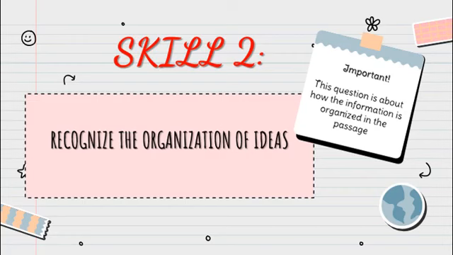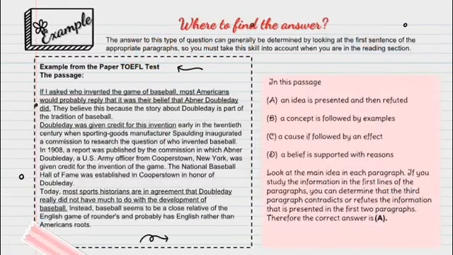Example: where to find the answer? If I asked who invented the game of baseball, most Americans would probably reply that it was their belief that Abner Doubleday did. They believe this because the story about Doubleday is part of the tradition of baseball. Doubleday was given credit for this invention early in the 20th century when sporting goods manufacturer Spalding inaugurated a commission to research the question of who invented baseball. In 1908, a report was published by the commission, in which Abner Doubleday, a U.S. Army officer from Cooperstown, New York, was given credit for the invention of the game.